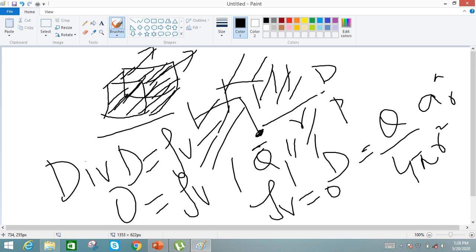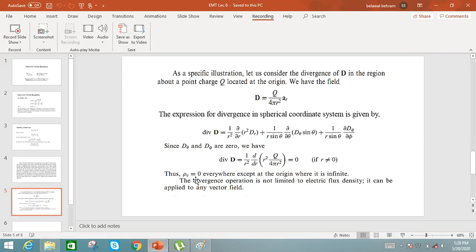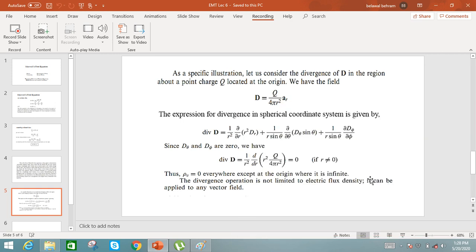At the origin, the volume charge density is infinite. Except at the origin, because at the origin we have placed a point charge. So this was all about Maxwell's first equation. Thus the volume charge density is 0 everywhere except at the origin where it is infinite, because this divergence of the electric flux density d is equal to 0 if r is not equal to 0. If r is not equal to 0, this divergence of d will be equal to 0.